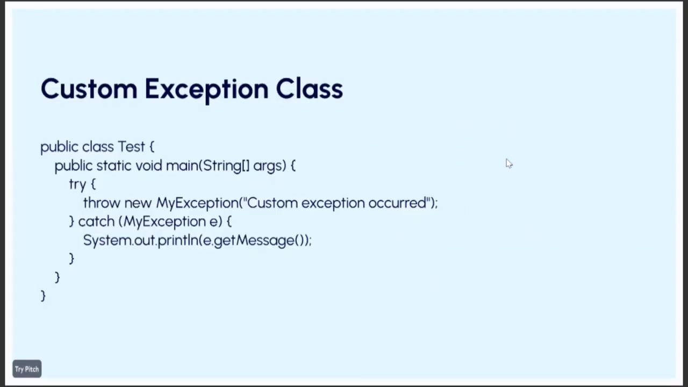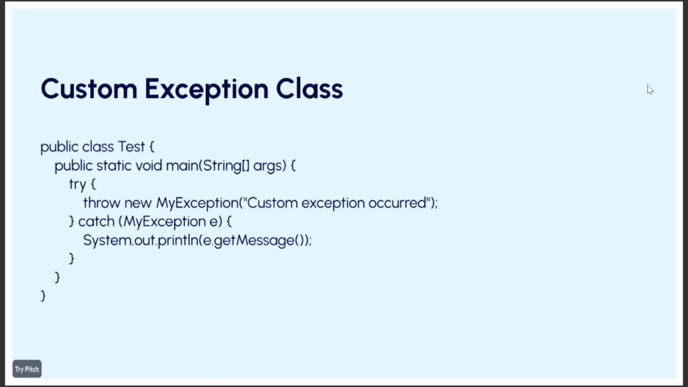Now, let's look at how we can create custom exceptions. Sometimes the built-in exceptions may not be enough and we might need to create our own exceptions to handle specific scenarios. Here is how we can define a user-defined exception. We have created a class, MyException, that extends the Exception class. Now let's see how this custom exception can be used. This program throws our custom exception, which is then caught and handled in the catch block.